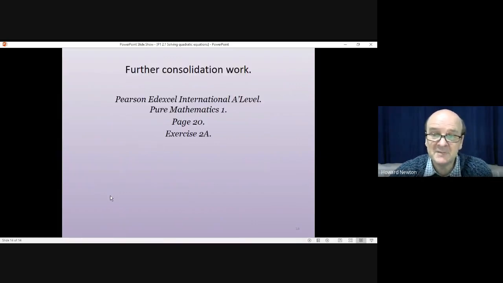That gets us to the end of today's lesson. If you have the textbook, then turn to page 20 and have a go at exercise 2A.